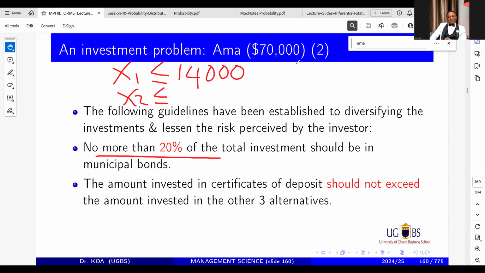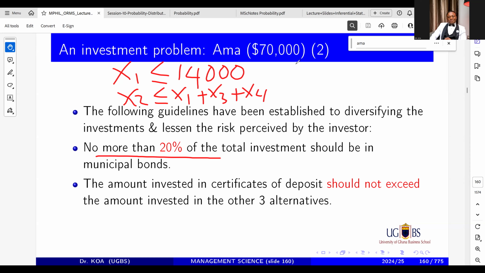Why should that be on the left side? Because we have been told that it should not exceed, which means it should be less than or equal to the total amount invested in the other three. What are the other three? They are X1 plus X2. Sorry, X2 has already been done. They are X1 plus X3 plus X4. So this is the way that you are expected to formulate this constraint.